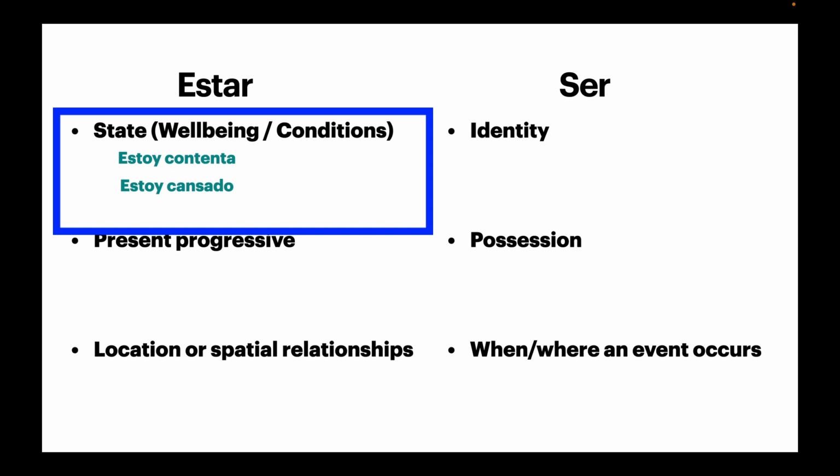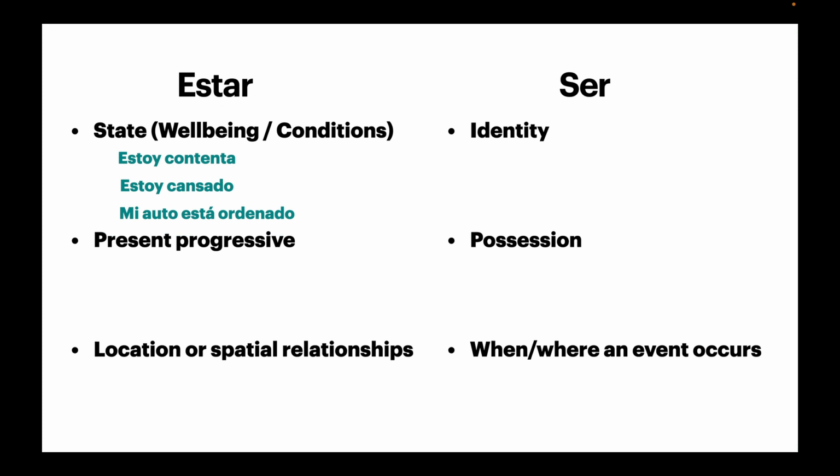And as you can tell, the first one says estoy contenta. Contenta ends with A, and that is because I am a female. If I were a male, I would say estoy contento. The next example says estoy cansado, and that's because I wanted to let you know that we need to make sure that the adjective agrees in gender and number with the subject of the sentence. Here's an example of a condition of a thing. For example, mi auto está ordenado. My car is organized or orderly.